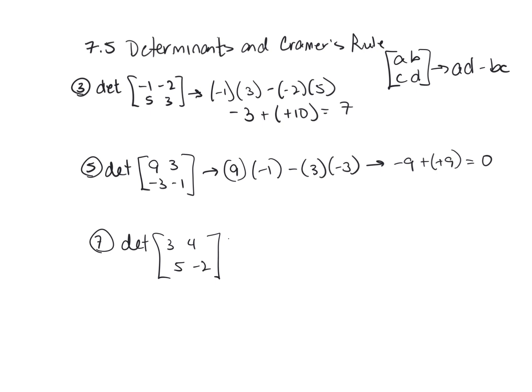And then last but not least, for this section, for 7, 3 times -2 minus 4 times 5 is -6 minus 20. So we get -26 as our determinant.